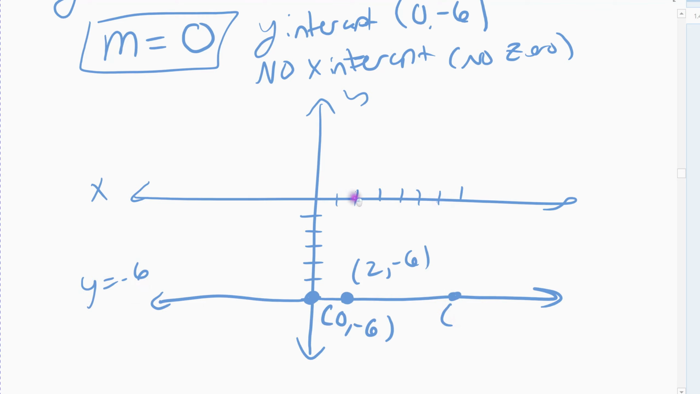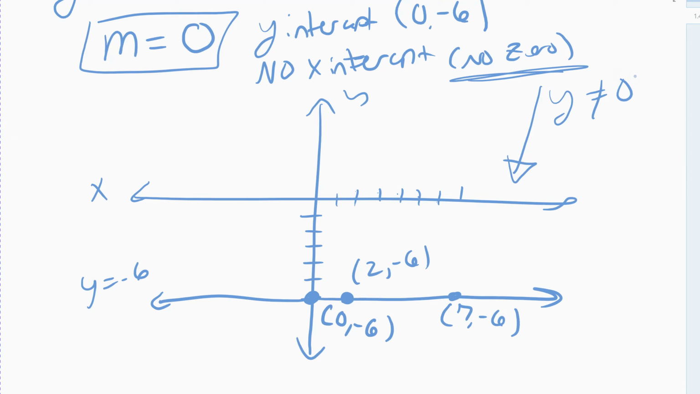Alright? 1, 2, 3, 4, 5, 6, 7. That would be 7, negative 6. That would be a third point. So every single point on that line, the y value is negative 6. The x value is anything. If you'll notice, it's parallel to the x-axis, therefore it never crosses the x-axis, which is why there is no 0. Y can never be 0. Y cannot be 0. It always has to be negative 6. So there is no 0. The function never equals 0. It never crosses the x-axis.